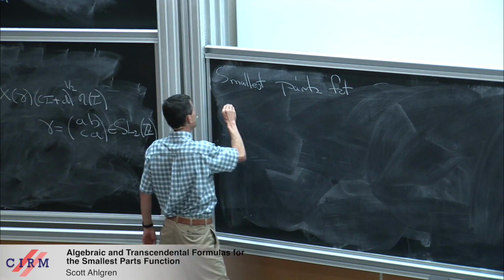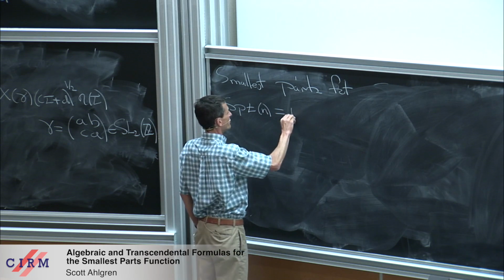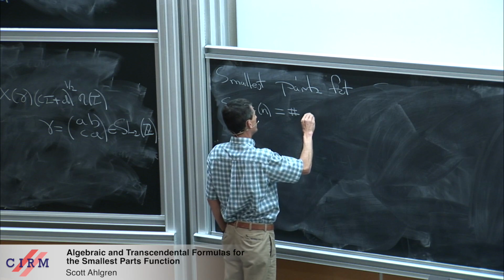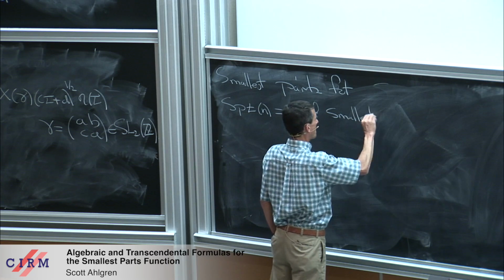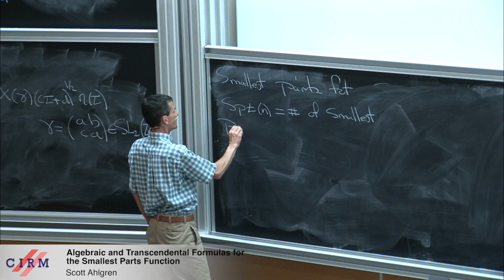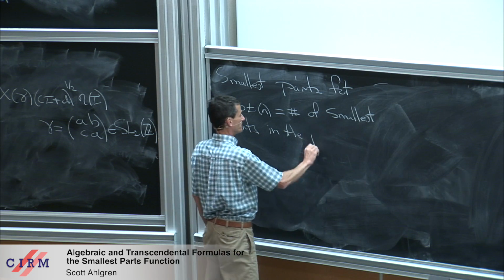It's written spt of n, and spt of n is the number of smallest parts in the partitions of n.